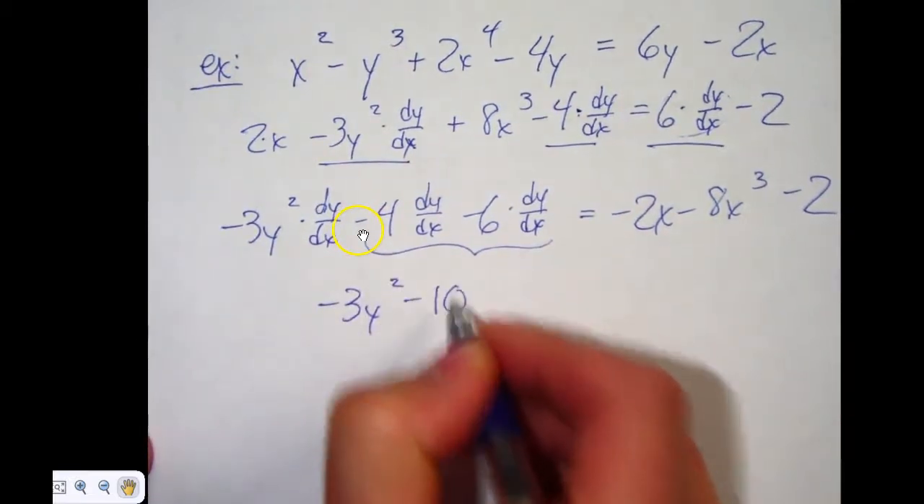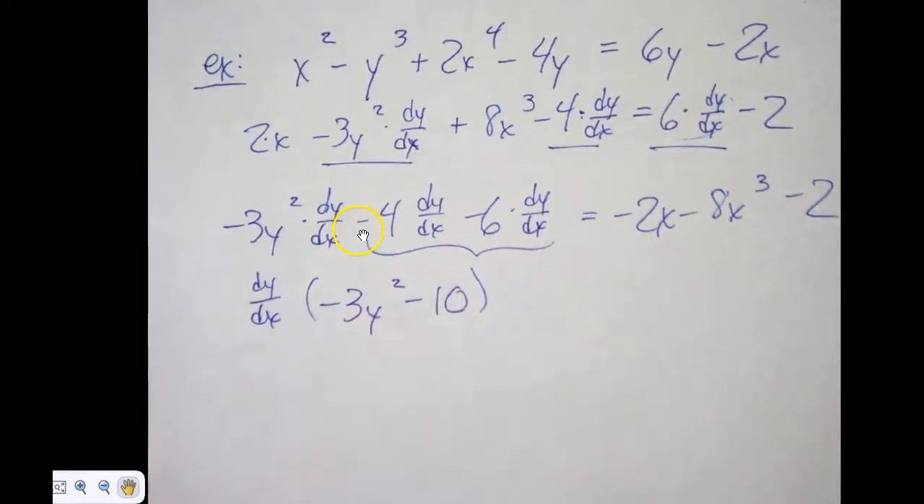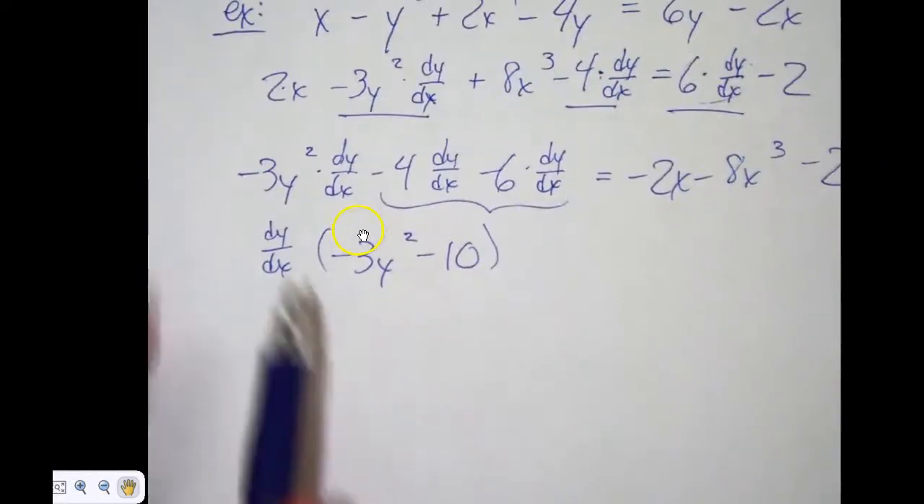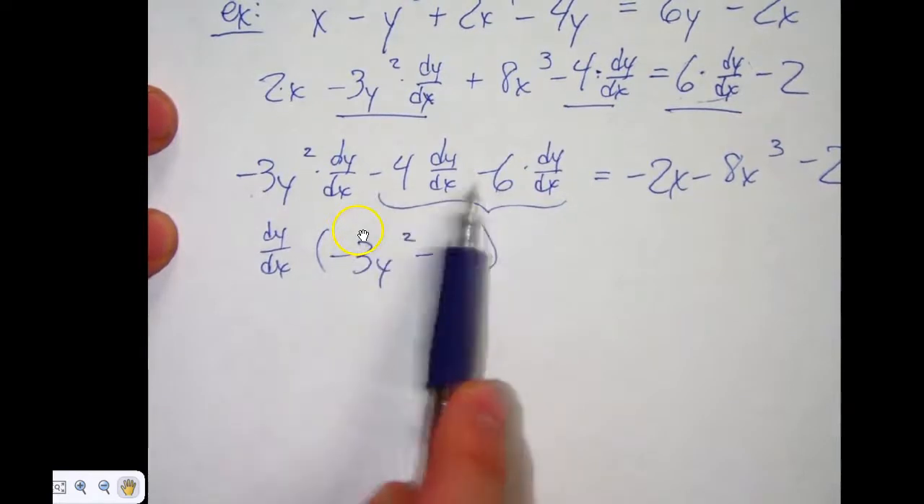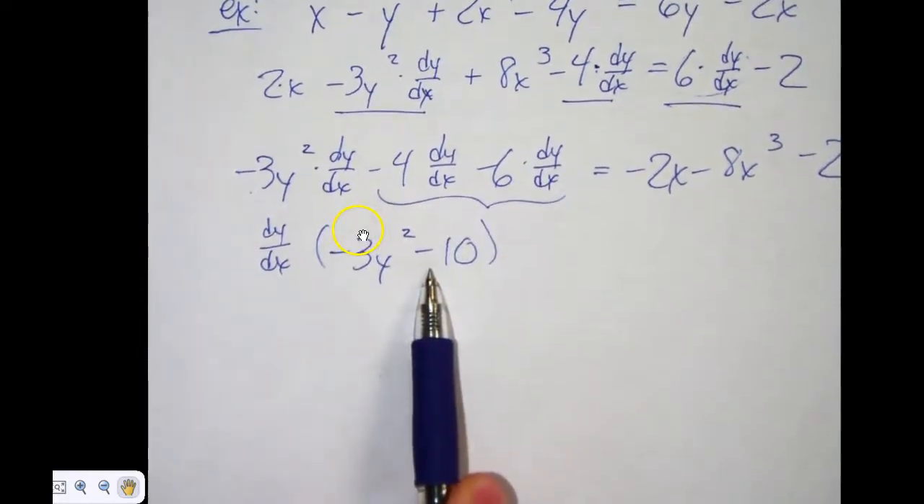At this point, I went a little fast there. I'm taking the dy dx out of everything. If I do that, I'm left with negative 3y squared minus 4 minus 6, so the minus 4 minus 6 just combines to be minus 10. Is that okay? Did I do that too fast, or are we good?